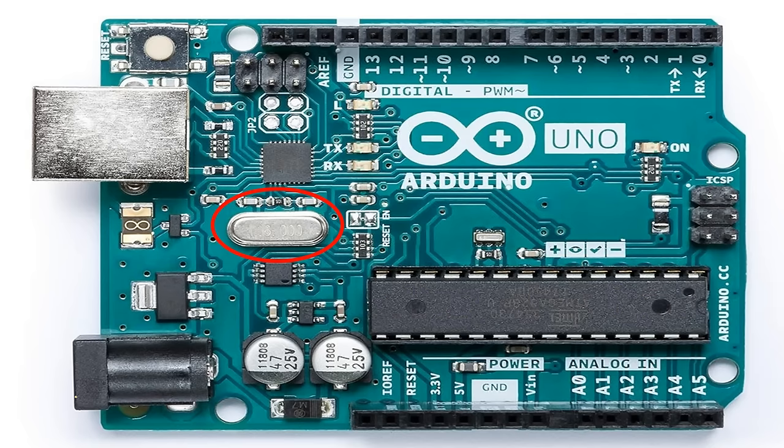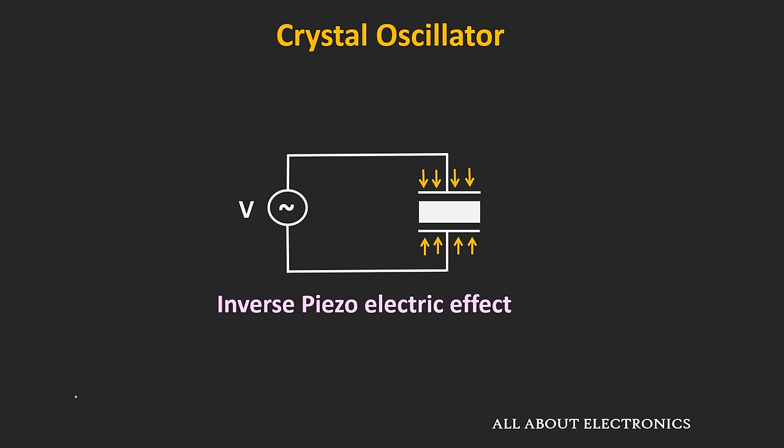In this video, let us find out how this crystal oscillator works, and let us also see the different parameters related to it. The crystal oscillator works on the principle of the inverse piezoelectric effect, and it is made up of piezoelectric material. First of all, let us understand this piezoelectric effect. Whenever an external voltage is applied to certain materials, they produce mechanical deformation. So if we apply an AC signal of a particular frequency, then this material starts vibrating at the same frequency. And this effect is known as the inverse piezoelectric effect.